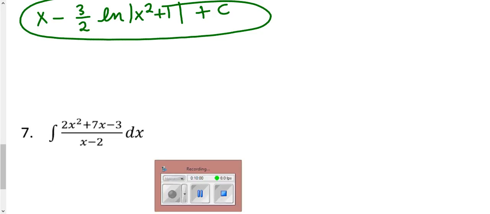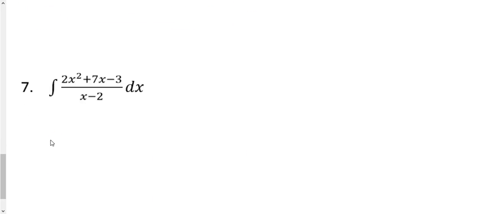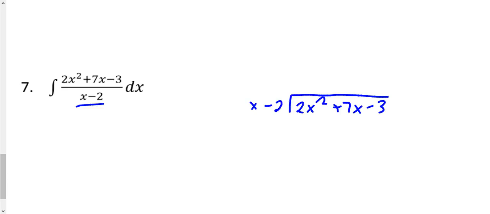Last one, let's look at number 7. Number 7 is also a case where we need to long divide. We have x squared on the top. When we take the derivative of that, we would get 4x plus 7, and that does not match what's on the bottom. So u substitution is not going to work. Especially since the derivative of x is 1, so that's not going to substitute for what's on the top either. So we are going to do long division: 2x squared plus 7x minus 3 divided by x minus 2.